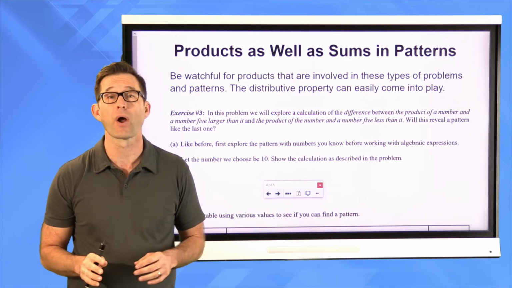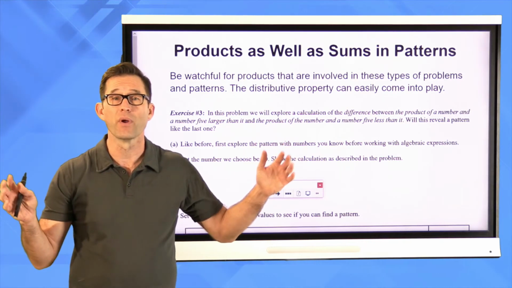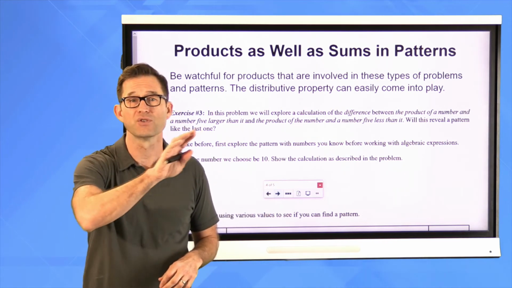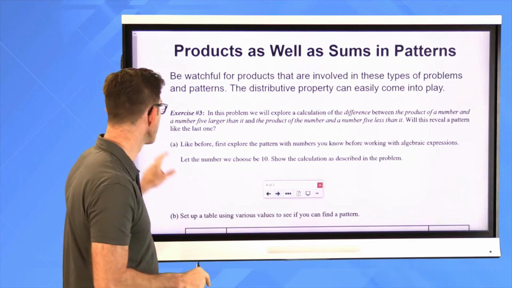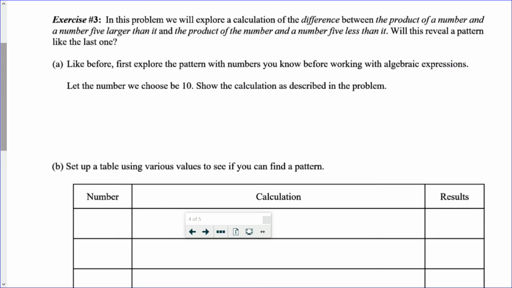The distributive property is when you're multiplying something that's within a parenthesis by something outside of a parenthesis, and you distribute that multiplication through. Let's take a look at exercise number 3. In this problem, we will explore a calculation of the difference between the product of a number and a number 5 larger than it, and the product of the same number and a number 5 less than it.